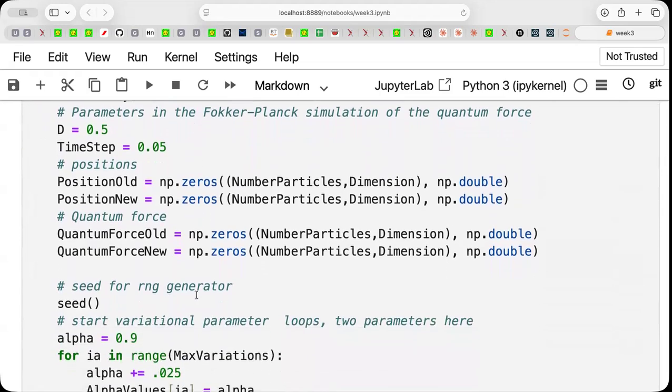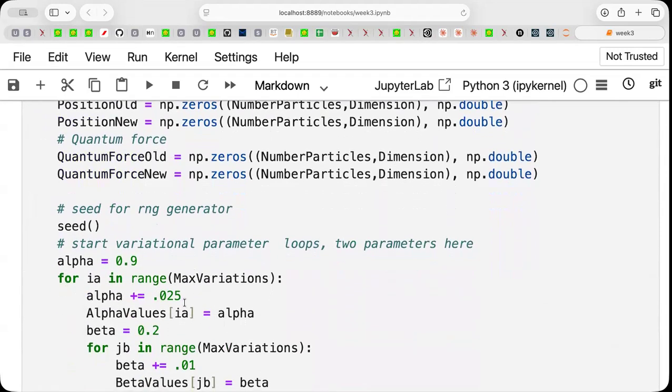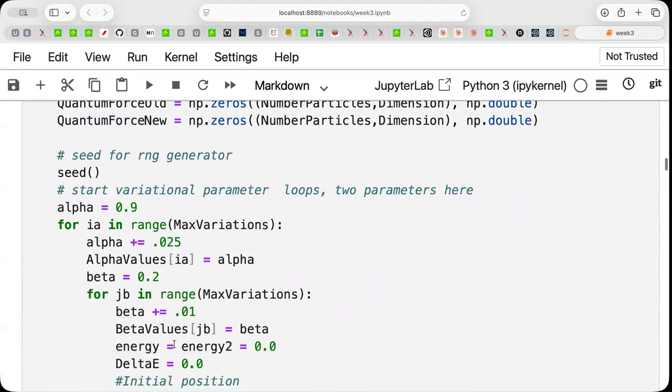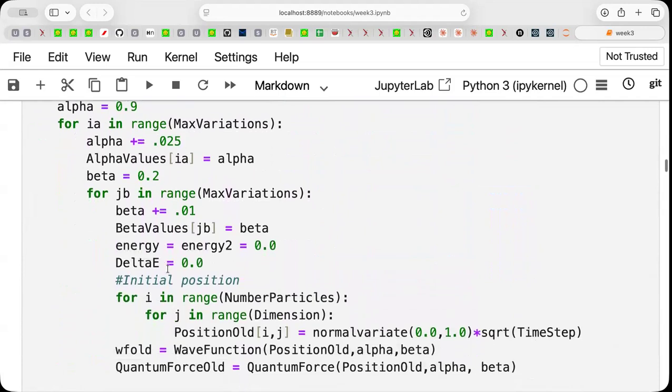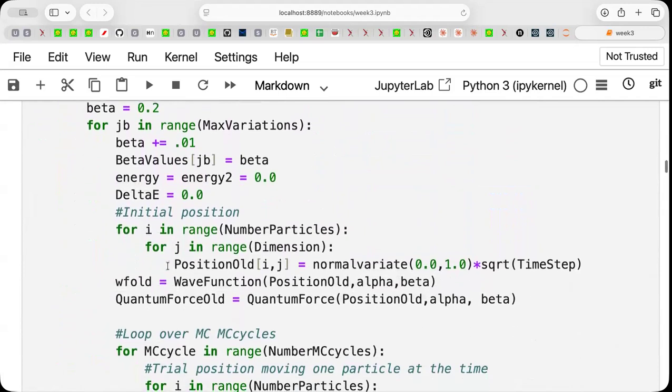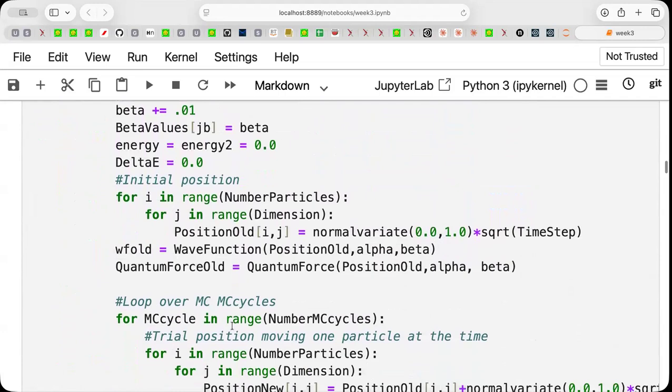I set up my random number generator. I'm looping over the variational parameters. I have 2 in this case. And I start my Monte Carlo machinery by looping over all the possible cycles. I'm setting up the initial positions because now I'm actually having more than 1 particle. And you see now that I have a normal distribution, and I'll multiply this with the square root of the time step. So this is just my initial position. There's no quantum force here.